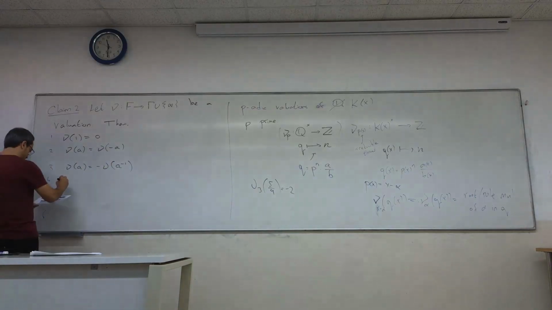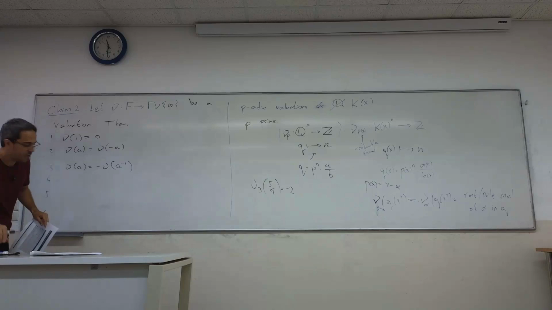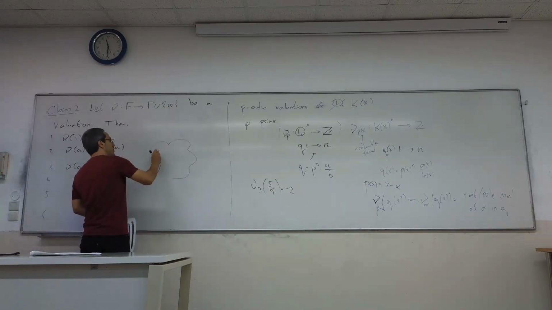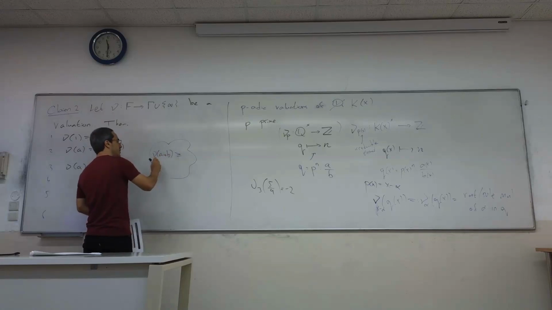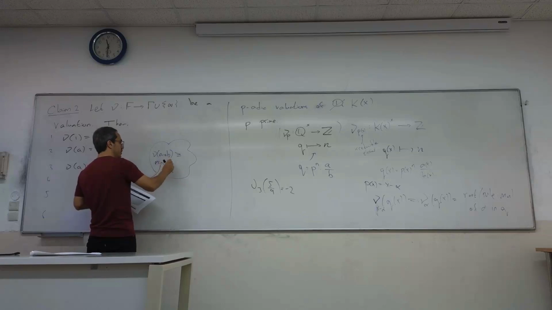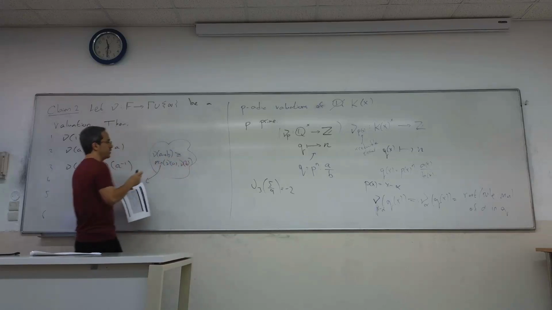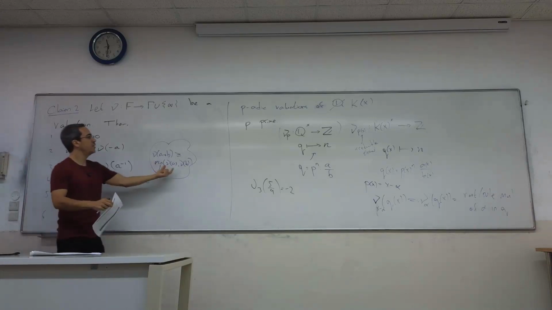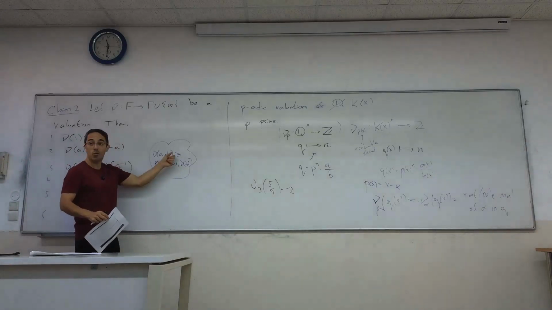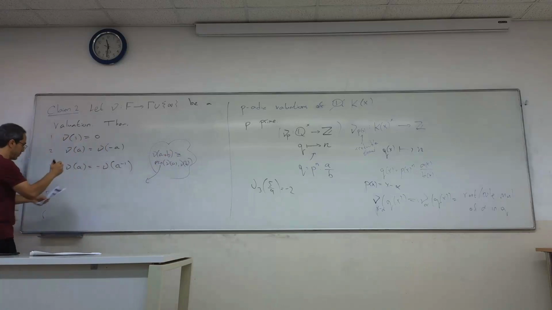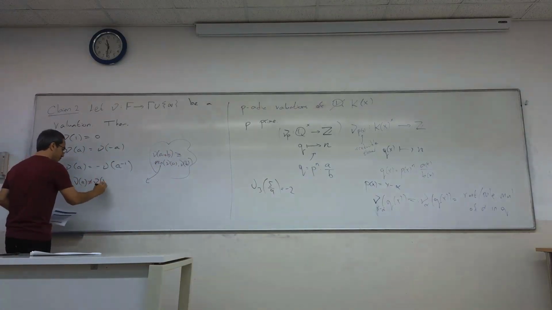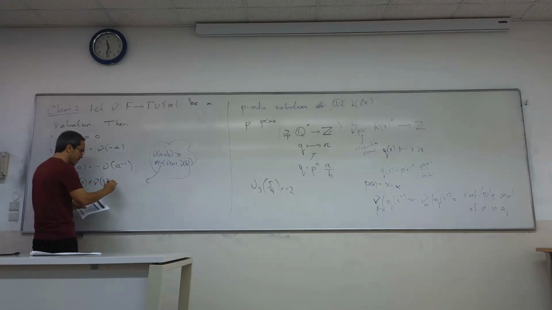The interesting thing is, just as a reminder, we know that V of A plus B is at least the minimum of the two valuations, the marginal valuations. And this item will tell you that if these valuations are distinct, then you get equality. So if V of A is not V of B, then there cannot be cancellations, in a sense.